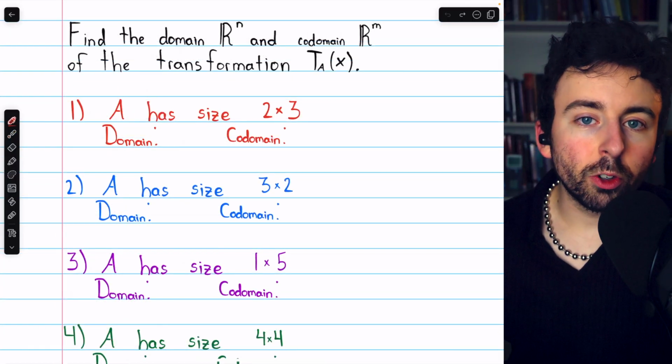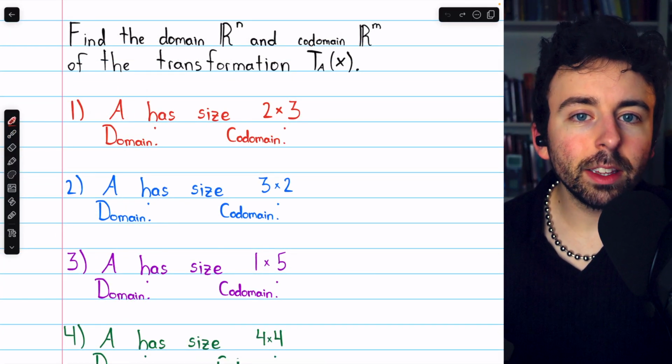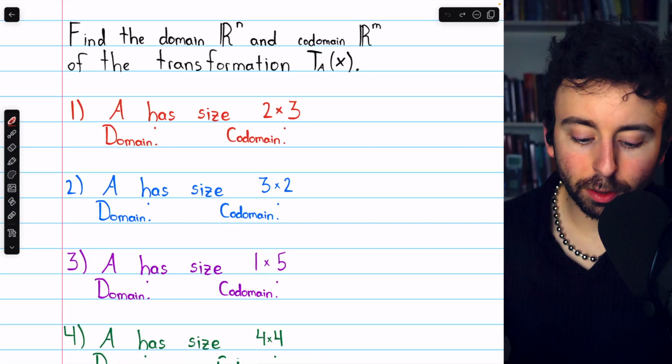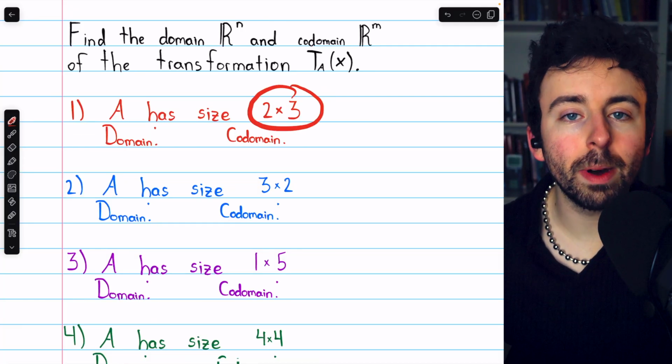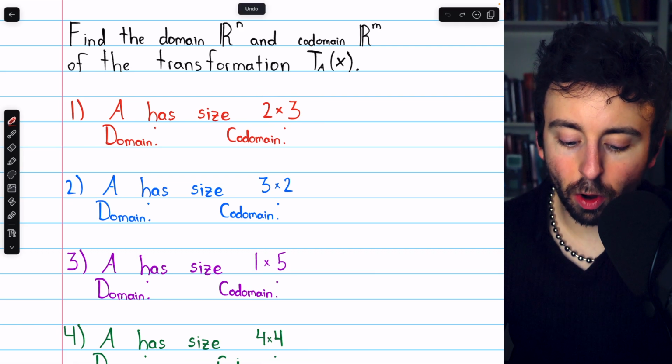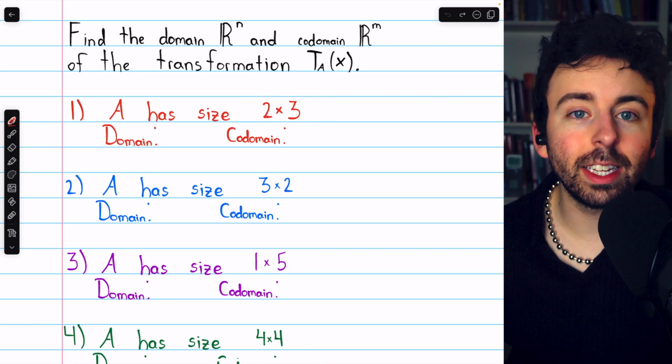Rm. If you need more of an introduction to matrix transformations, there's a link in the description to my lesson on that topic. Let's begin with number 1. We're told that the standard matrix A has size 2 by 3. So what's the domain of this transformation, TA of x?